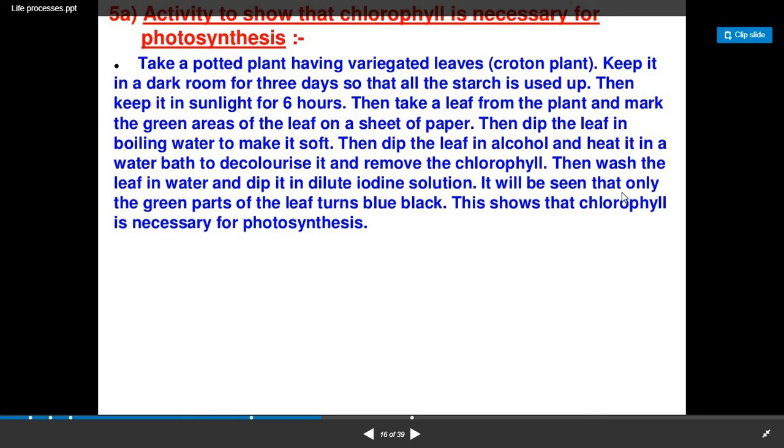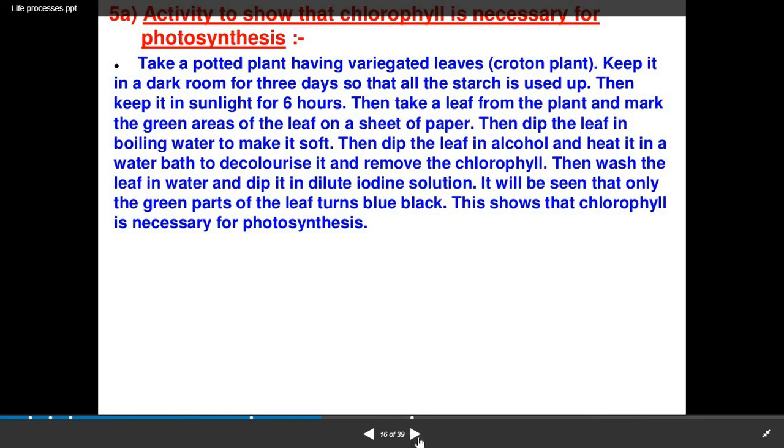It will be seen that only the green parts of the leaf turn blue-black. This shows that chlorophyll is necessary for photosynthesis. So by this activity it is concluded that chlorophyll is necessary for the process of photosynthesis. If it is absent, then the process is not completed.